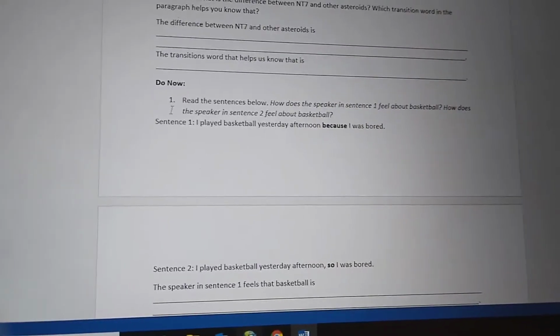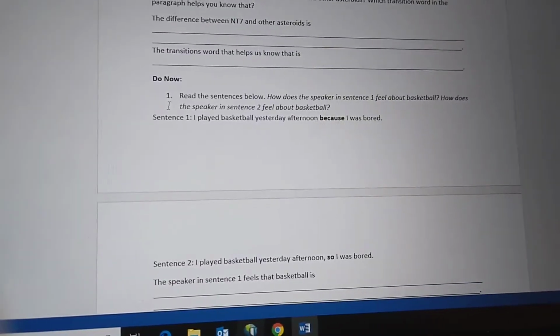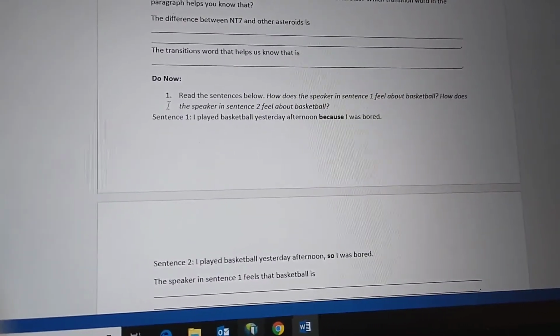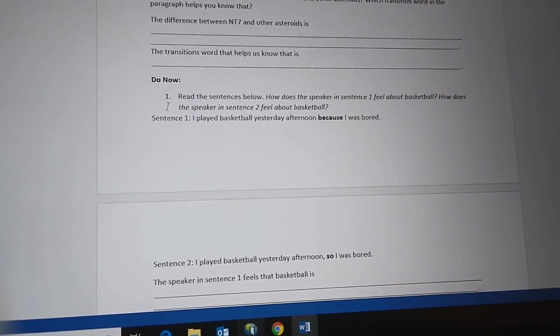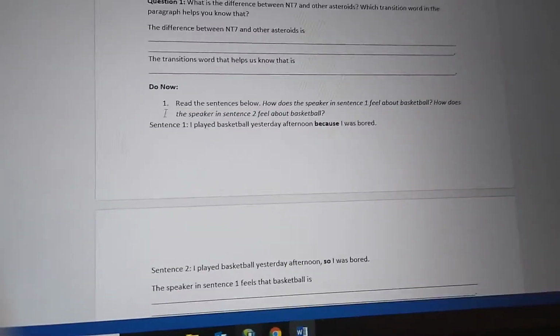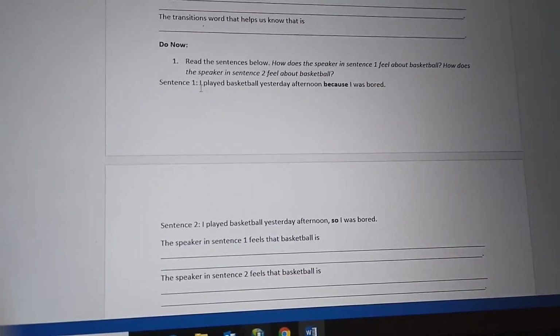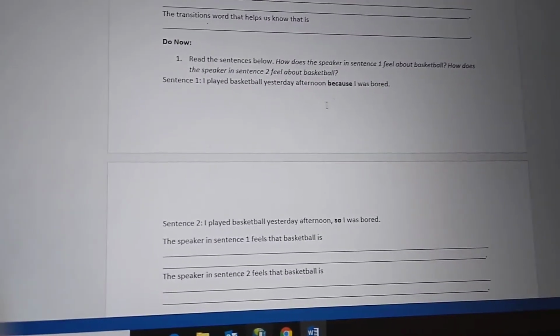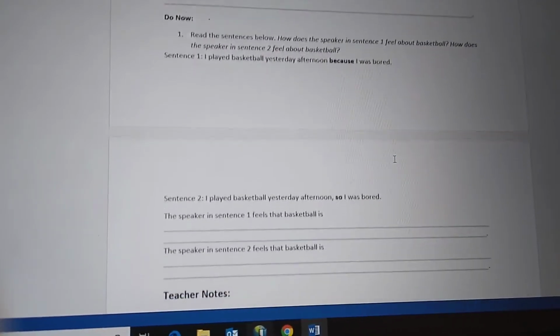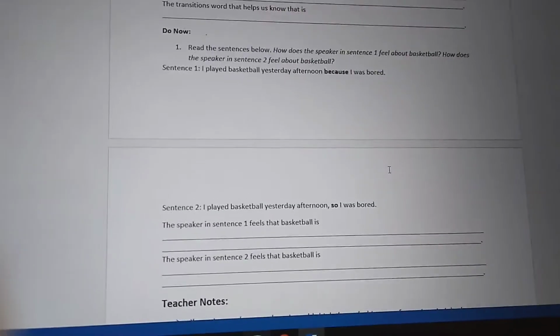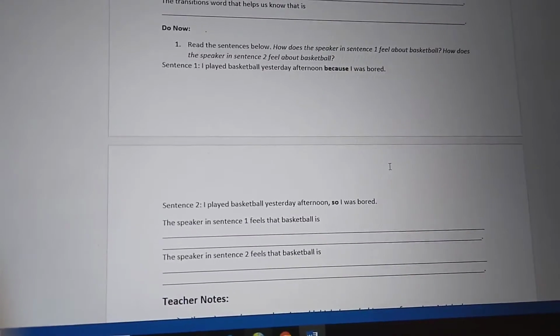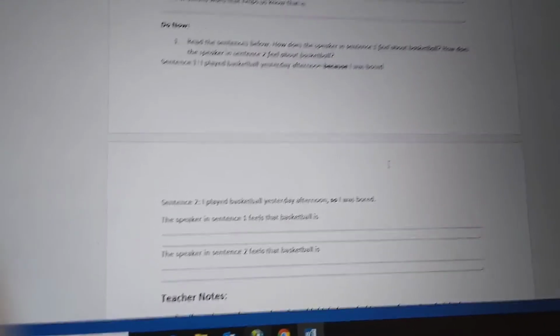So let's go down to the do now. Number 1, read the sentences below. How does the speaker in sentence 1 feel about basketball? And how does the speaker in sentence 2 feel about basketball? So sentence 1, I played basketball yesterday afternoon because I was bored. Or sentence 2, I played basketball yesterday afternoon so I was bored.